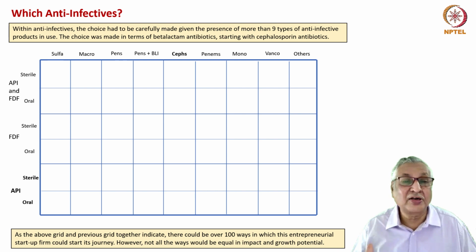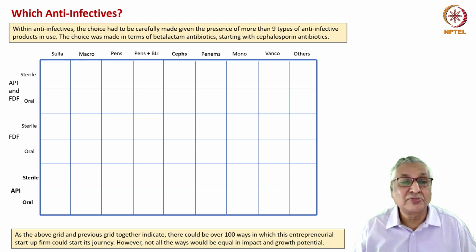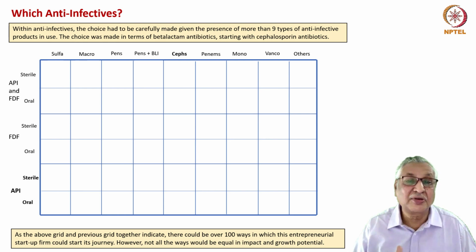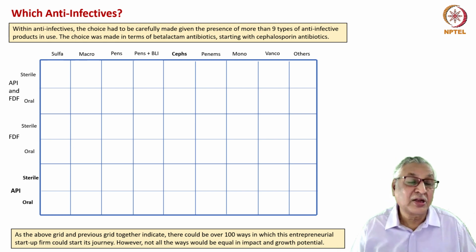There are different kinds of antibiotics from very long time. Sulfate drugs were available. Then macrolides came into being. Penicillins were there. Penicillins were potentiated with beta-lactamase inhibitors. Then cephalosporins came. Carbapenems came much later. Monobactams have been there ahead of carbapenems. Vancomycin kind of anti-infective products were there, and there were several other types of anti-infective products as well. And each of these products, some probably in oral or some only as sterile, but most as oral and sterile existed.